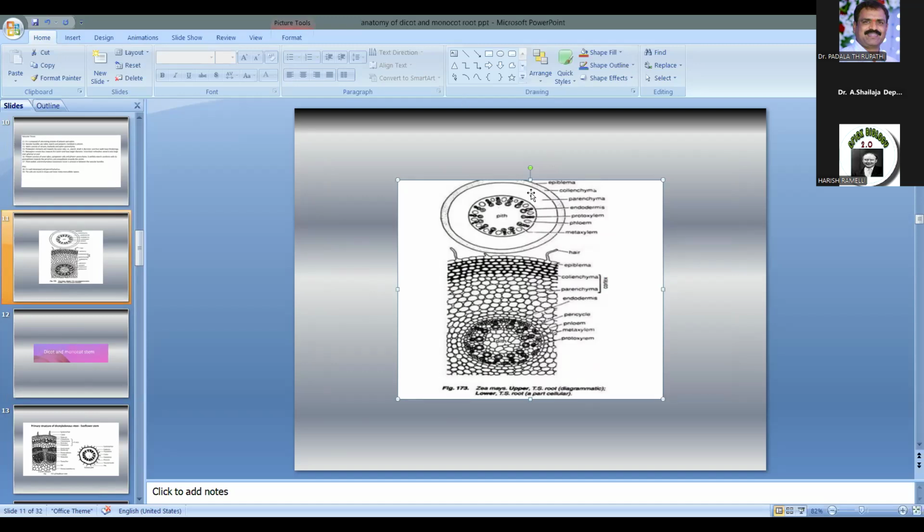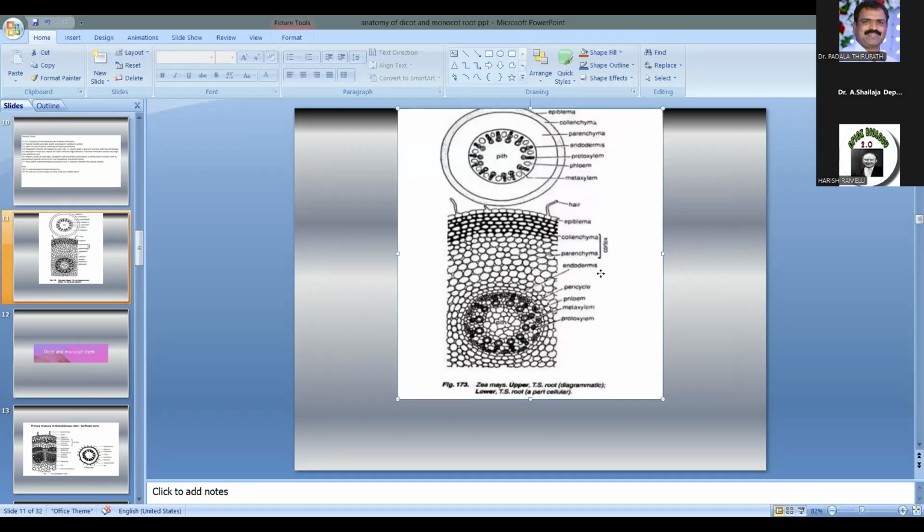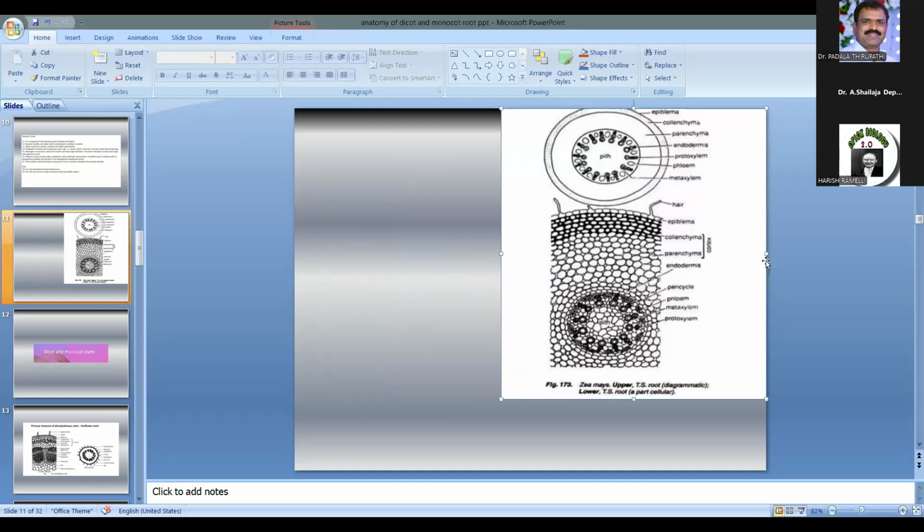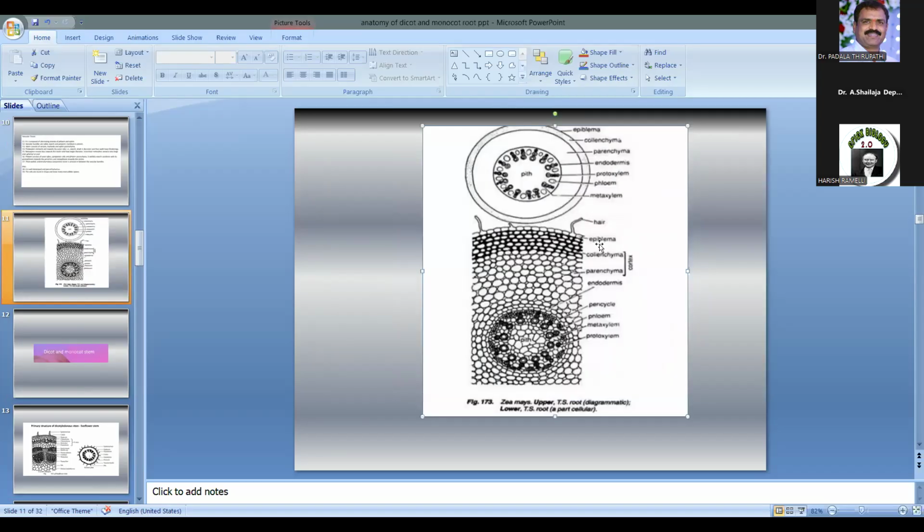Next, coming to the monocot root anatomy. Same epidermis. This is the outermost layer of the root and is composed of compactly packed elongated cells. Many epidermal cells produce root hairs. However, aerial roots and roots of hydrophytes do not produce root hairs.